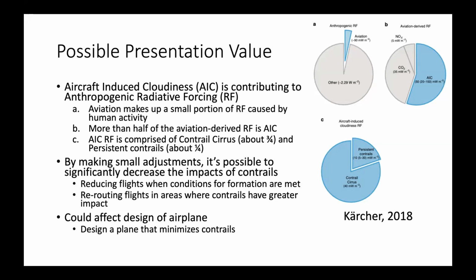So these adjustments could be either reducing flights when the conditions for formation are met, or rerouting flights away from areas where contrails have greater impact. So maybe not flying over glaciated areas, for example, where that insulating effect would be much more disastrous than over some kind of plains or somewhere where the temperature's a little more mild. And then it could also affect the design of an airplane. So we could design a plane that minimizes contrails, maybe by, for example, capturing soot particles and the emissions.